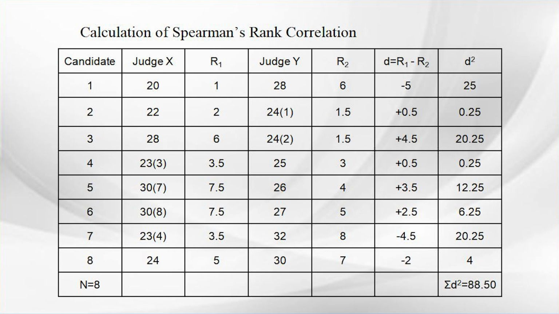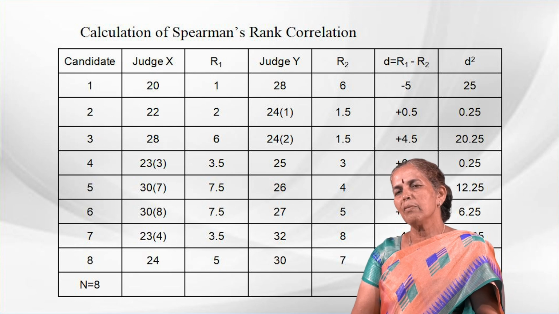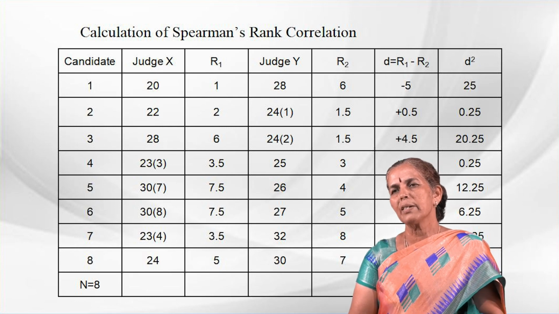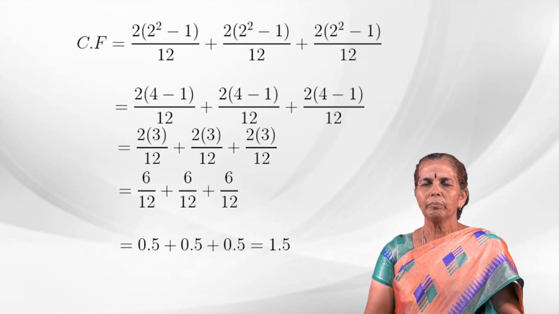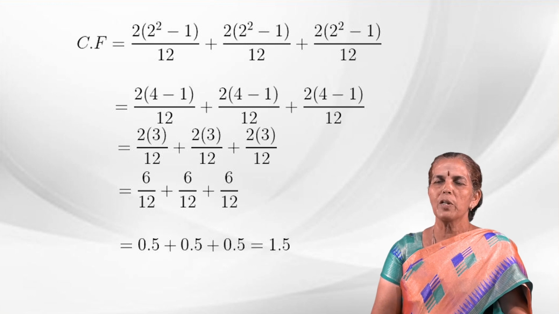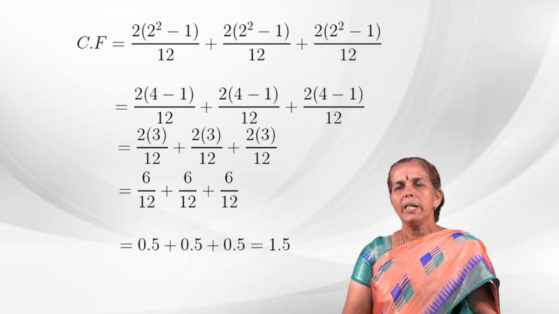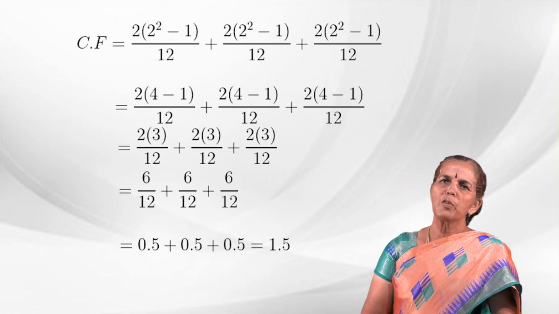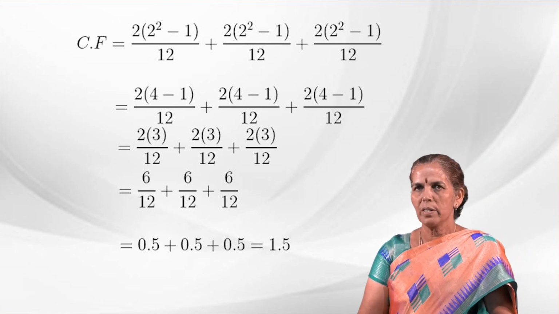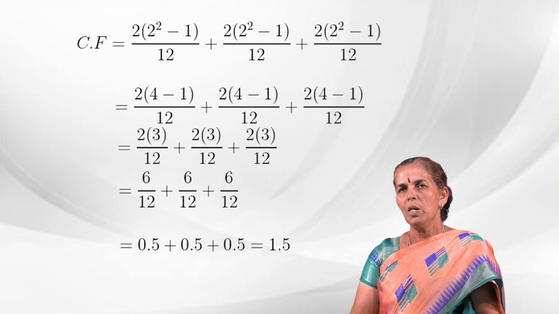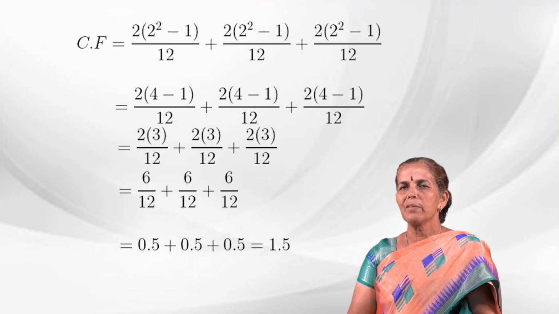Okay. Next, as usual, we take the deviation between R1 and R2. After that, we square the deviation values and sum up that column. We got 88.50. So we have to calculate the correction factor. Here, 3 values are repeated: in the X column, 2 values are repeated, and in the Y column, 1 value is repeated. M is nothing but the number of times the value is repeated. For the first repeated value, we add one term, where M takes the value 2.